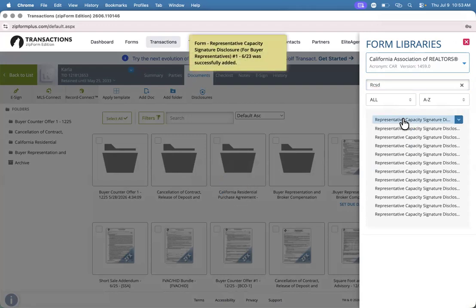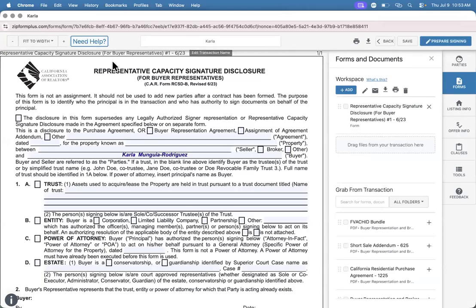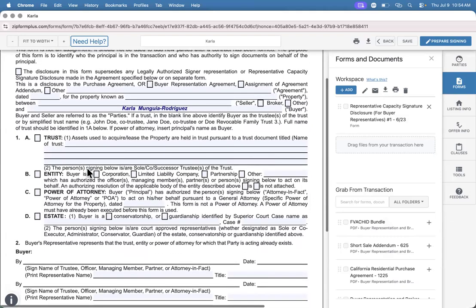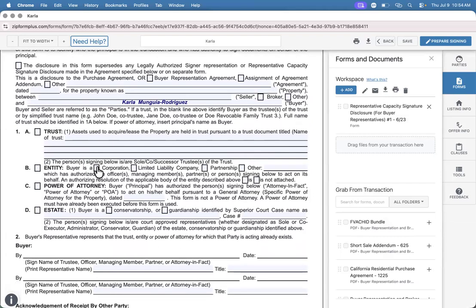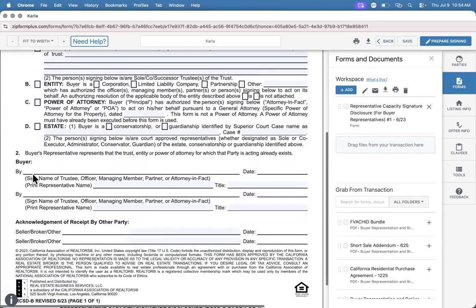I got it. Okay, yeah. I was wondering what it was because I thought it would come up if I put trust, but it didn't. Thank you. Okay, so this is what you would attach. If it's a trust, you would click this, and then you would put the name of the person of the trust. If it's an entity, as in a corporation or an LLC partnership, you would check whatever box it is. And same for power of attorney.